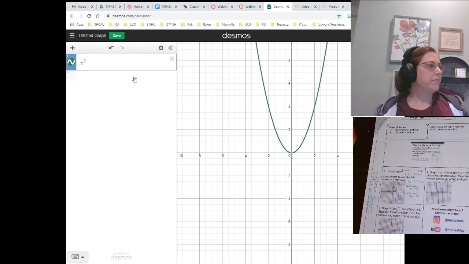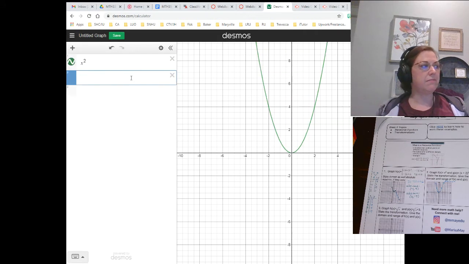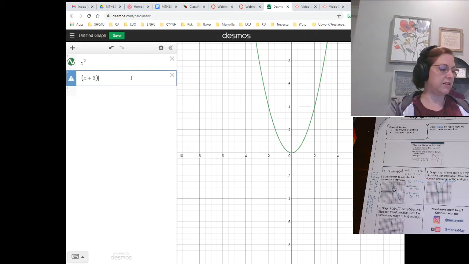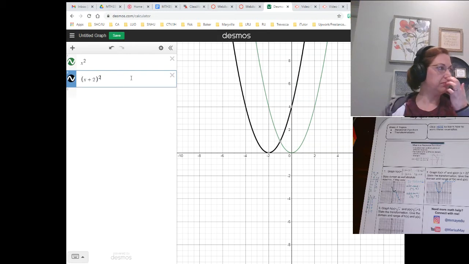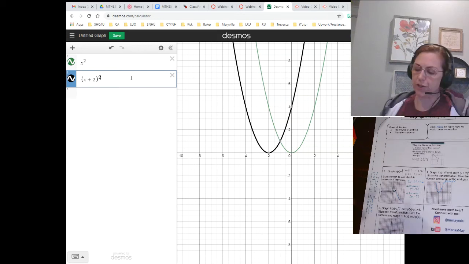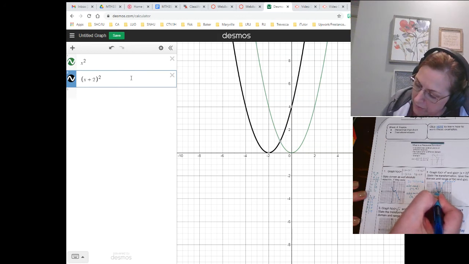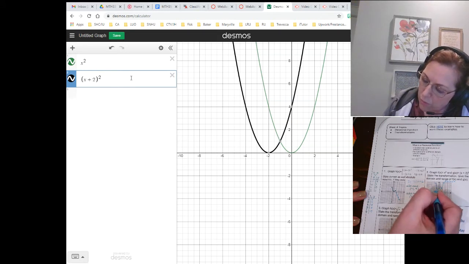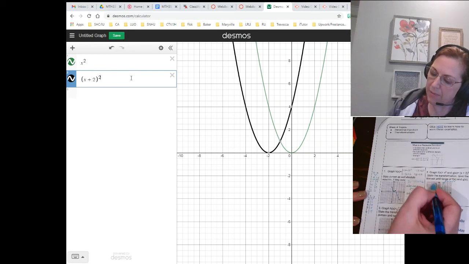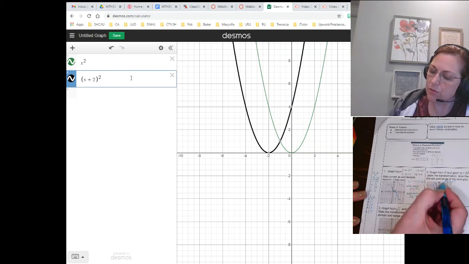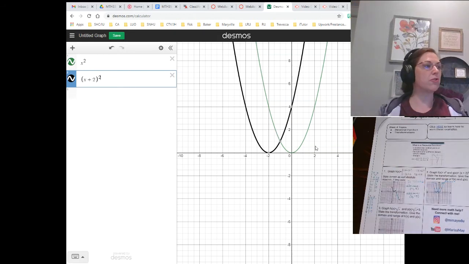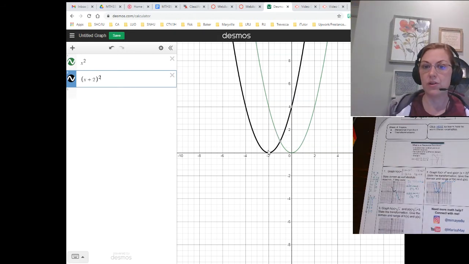Now, in the second one, I'm going to put in (x + 2) in parentheses squared. There it is. Okay. Notice Desmos put it in a different color. So now you can get some points from there as well and plot those. And here's the question: what happened from the green graph on Desmos to the black graph? What happened from the first one to the second one?